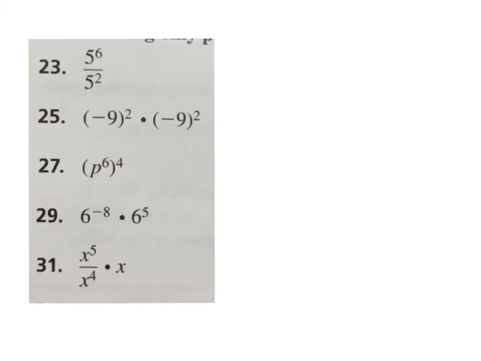Okay, so let's look at number 23. Now my question is, I'm dividing, but do I have like bases? So we said when we have like bases, which yes, I do have like bases, I do what with their exponents? Subtract. So this is going to be 5 to the 4th power. And so y'all put in your calculator what 5 to the 4th power is for me. So 5 to the 4th power equals 625, and so that's our answer on this problem.